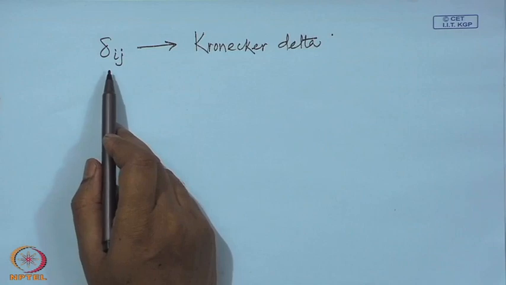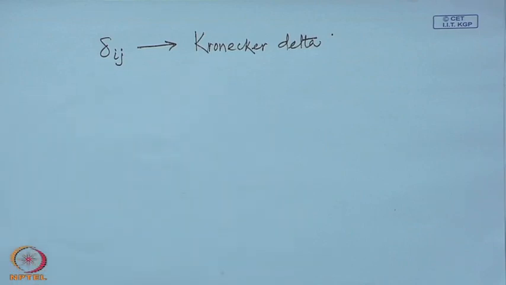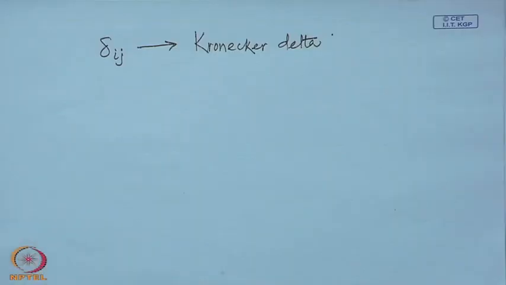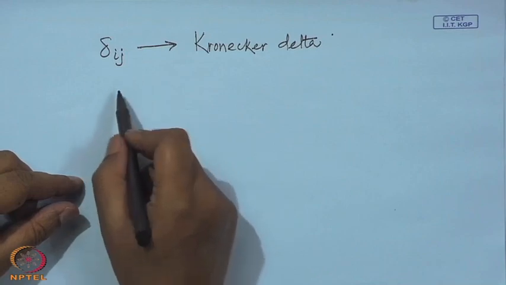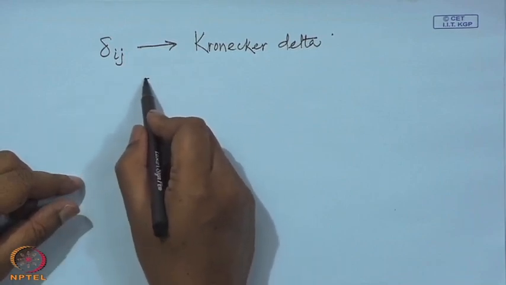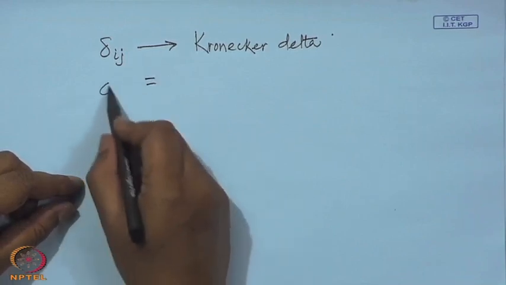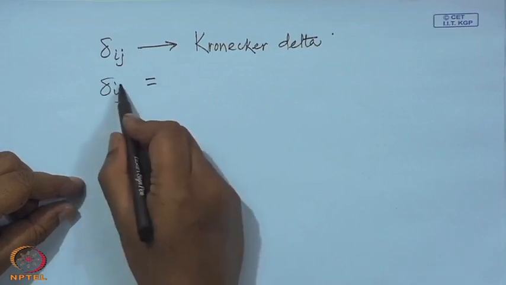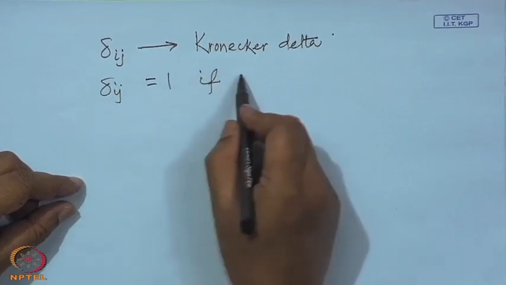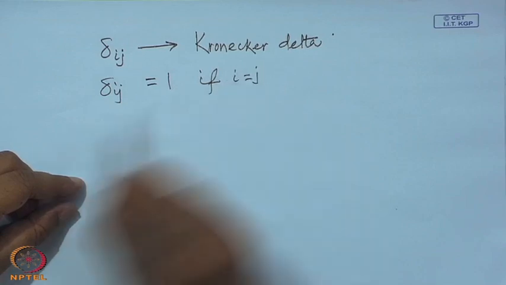So, as you can see, if we are considering 3 dimensions, then i can take the values 1, 2, 3 and j also can take the values 1, 2, 3. So, this delta ij has 9 elements: delta 1 1, delta 2 2, delta 3 3 and so on. Now, this delta ij has a special meaning: it has a value equal to 1 if i equal to j.